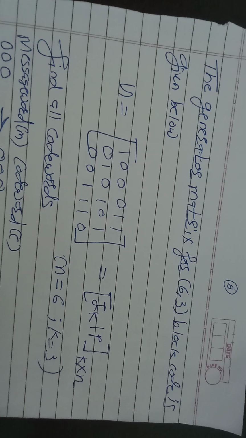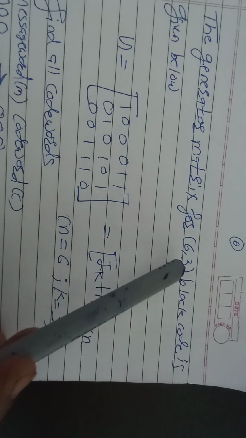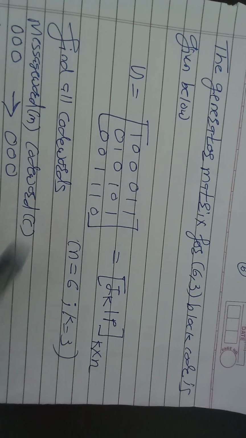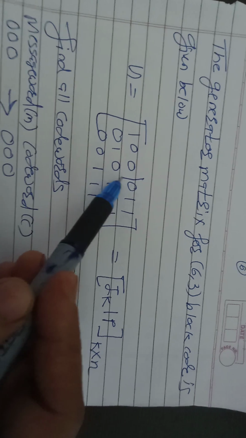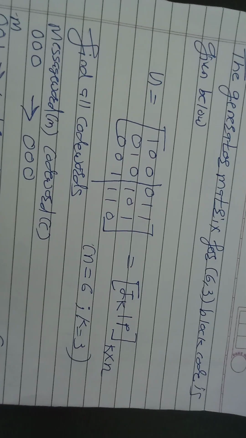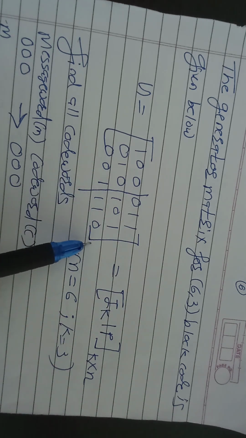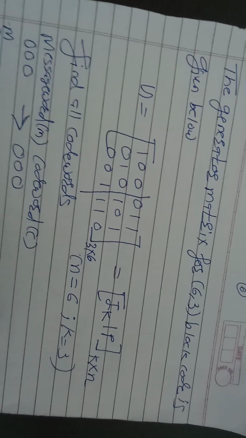So let us take 6 comma 3. So 6 comma 3, n equal to 6, k equal to 3. Generator matrix, see whether it is in the form Ik, P, k into n. So this is your Ik, 3 by 3, k is 3. So 3 by 3 identity matrix, then parity, and the dimension of the generator matrix is k into n, 3 rows and 6 columns. So it is in standard form.